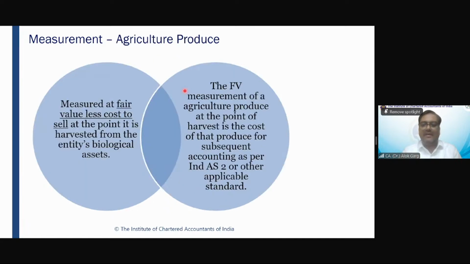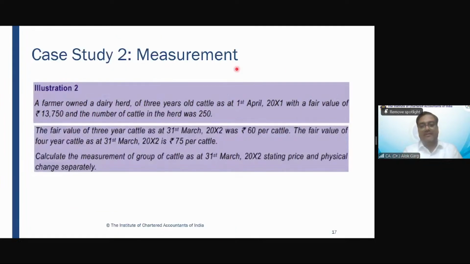Clear? Okay. So friends, for agriculture produce, it has to be measured at fair value less cost to sell. And after that, the fair value measurement of agriculture produce at the point of harvest is the cost of that produce for subsequent accounting as per Ind AS 2 or other applicable standard. Right? So biological asset तो होगा, but agriculture produce बाद में नहीं होगा. Correct? क्यों नहीं होगा? Because it will take the form of other standard, other item.